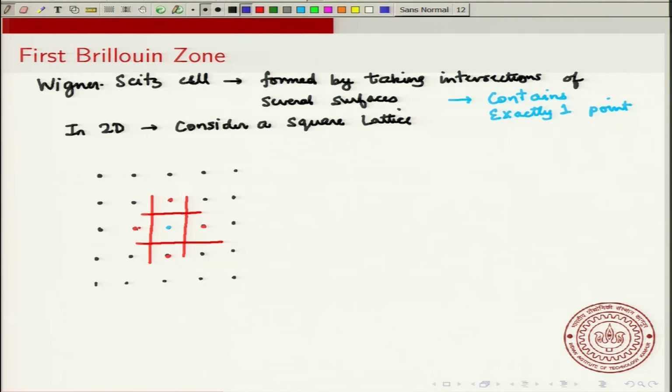Now, if you take the next nearest neighbors, these 4 atoms, and you bisect this segment, then you will get something like this. Then you go to the next to next nearest neighbors, these are the next to next nearest neighbors. Now, if you bisect the segment joining the central atom to these, you will get something like this.